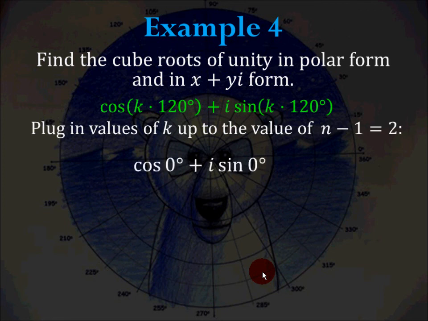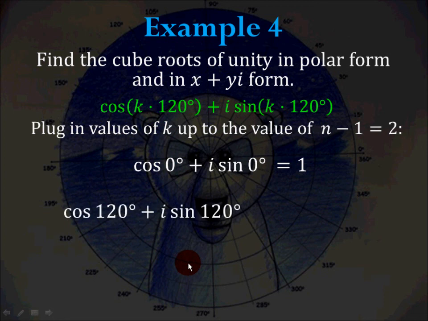So let's start with cosine 0 plus i sine 0. Cosine 0 is 1. Sine 0 is 0, so the answer is 1, which makes sense because 1 cubed is 1. That's got to be one of the answers. Now we have the other 2 answers. We're going to plug in k as 1, so we have cosine 120 plus i sine 120. That's going to be equal to negative 1/2 plus radical 3 over 2 i. So hopefully you still remember all the special trigonometric values because it's going to come in very handy here.